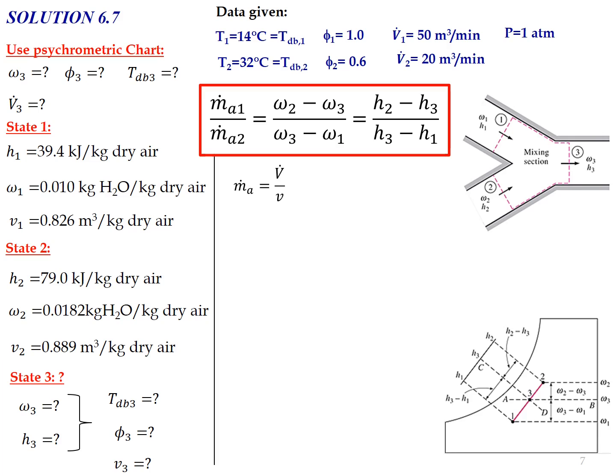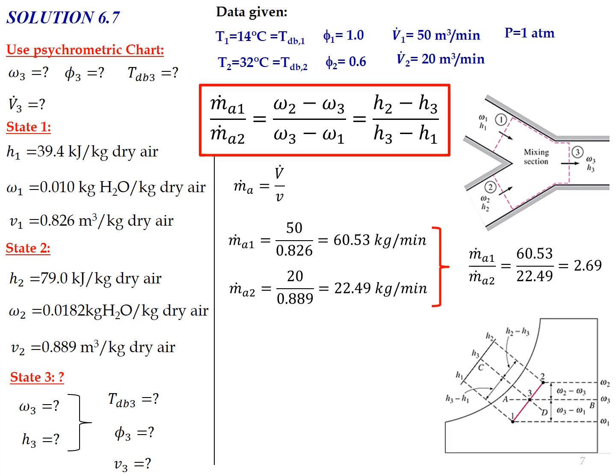Okay, in order to use this equation, we need to determine the mass flow rate ratio MA1 dot divided by MA2 dot, where we know that the MA dot formula equals V dot divided by specific volume, small letter v. So MA1 dot equal to 50 divided by 0.826 will be equal to 60.53 kg per minute, and MA2 dot will be equal to 20 divided by 0.889, equal to 22.49 kg per minute. So dividing these, we get the ratio for mass flow rate MA1 dot divided by MA2 dot equal to 2.69.